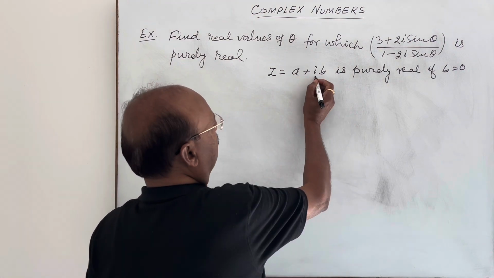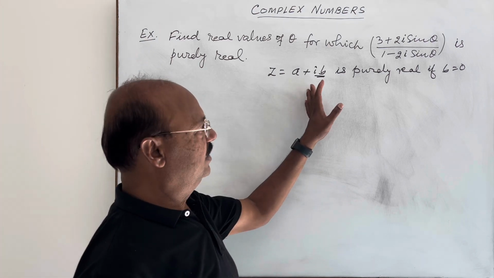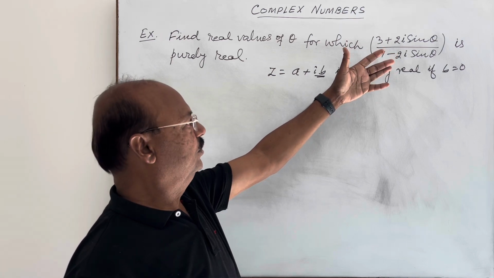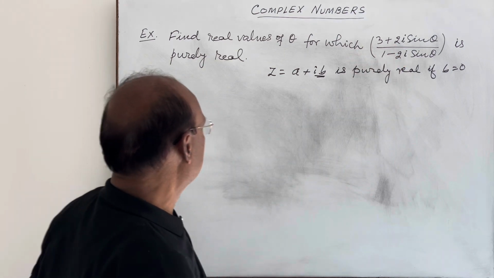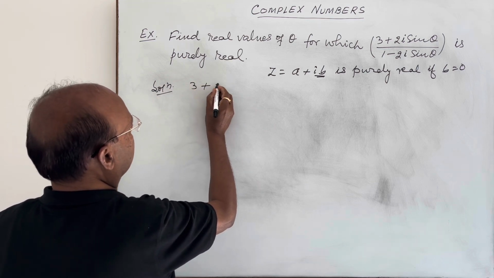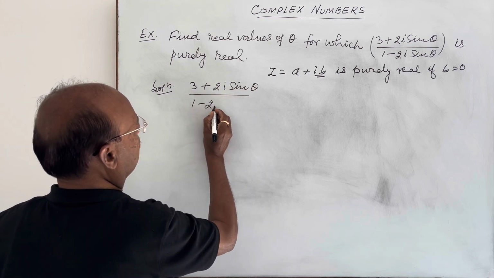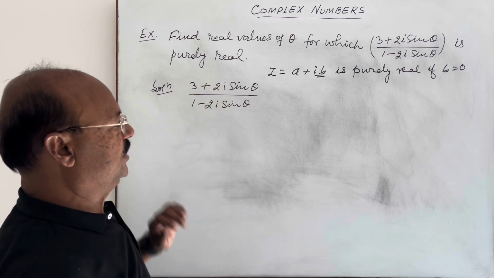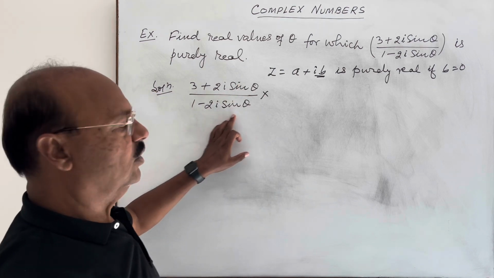Imaginary part will be 0, then simply z is equal to a, which is the real part of the complex number, which is a real number. So here we have to show, after expansion and simplification, that the imaginary part of this expression is 0. Okay, so let us see the solution here. The given expression is (3 + 2i sin theta) / (1 - 2i sin theta). For simplification, we will multiply numerator and denominator by the conjugate of the denominator.